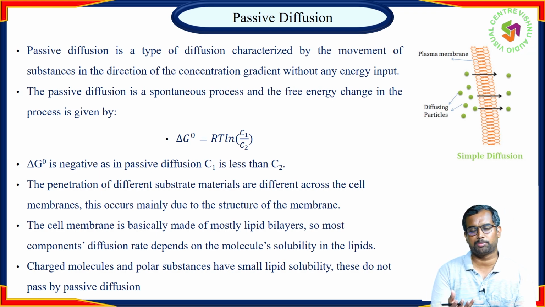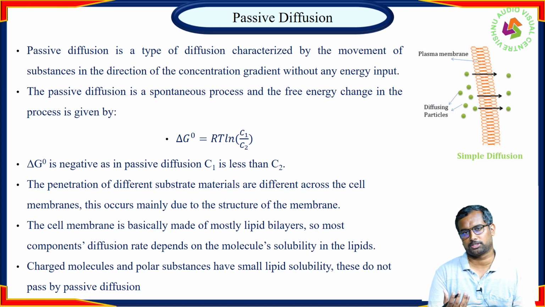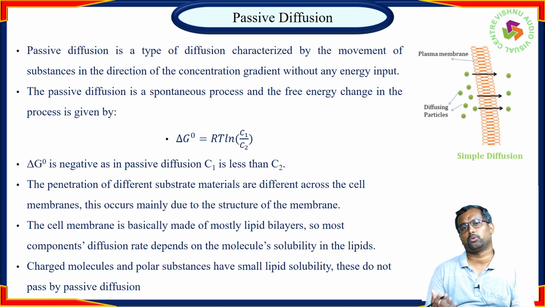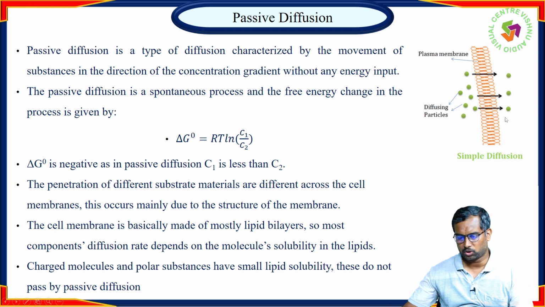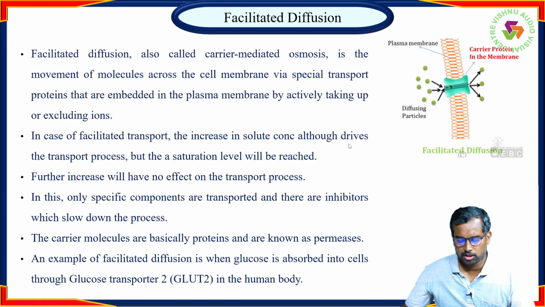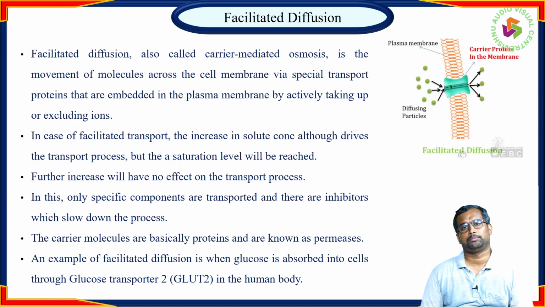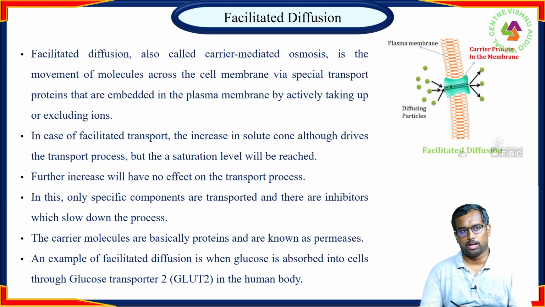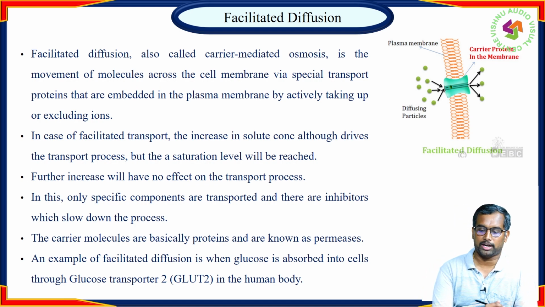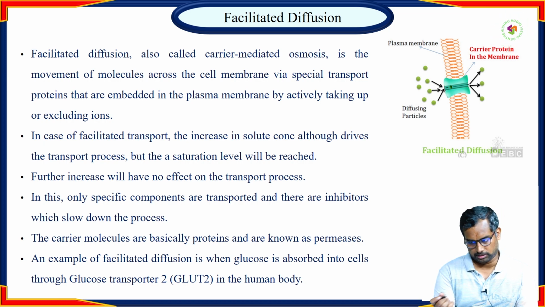So basically, for these particles, or the charged ions, or molecules, or polar substances to pass across the membrane, they require some additional forces, and that is what we'll be discussing as we go into the next slides. So the next part of passive transport is facilitated diffusion. Facilitated diffusion is also called carrier mediated osmosis. So why it is called so, we'll discuss.